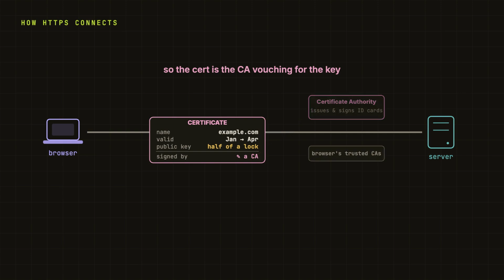And the browser runs two quick checks. First, does the name match? The certificate says example.com, and this is exactly who I was trying to reach. Good. But if I had gone to my bank and the certificate came back with some random other name, stop. Big warning. Do not go further.